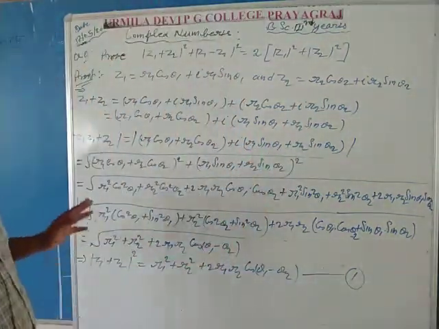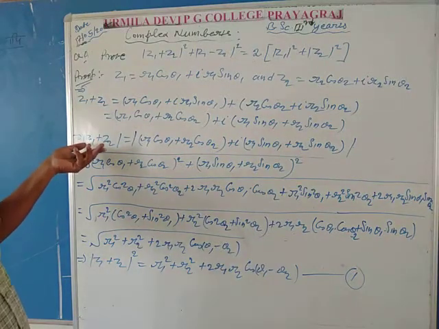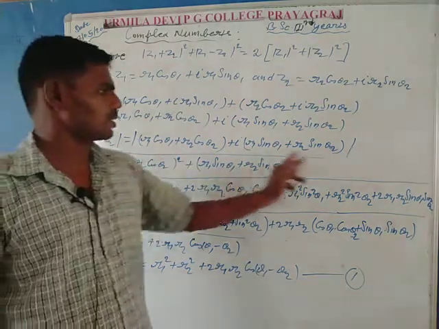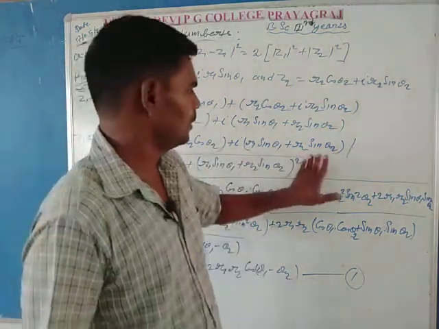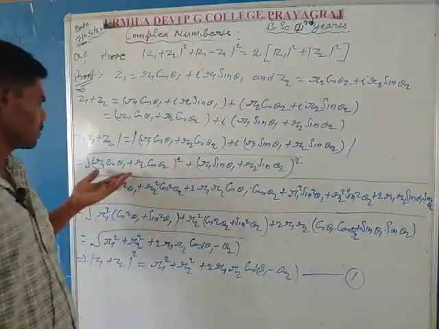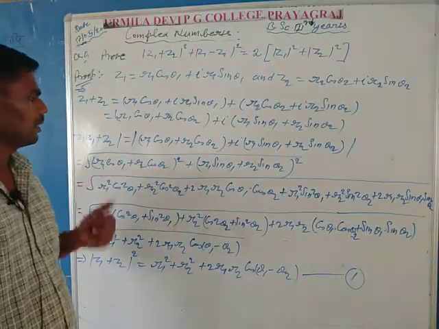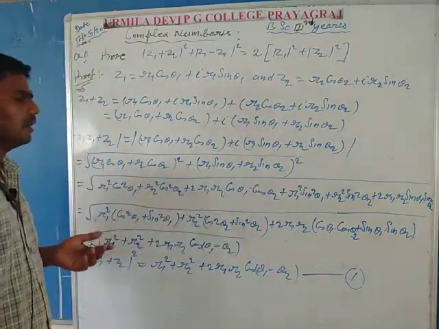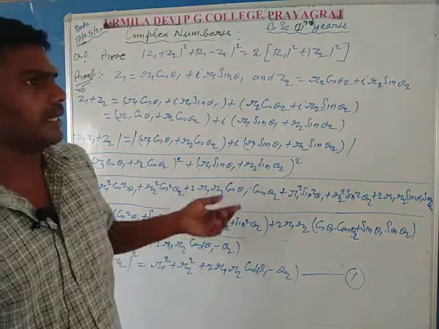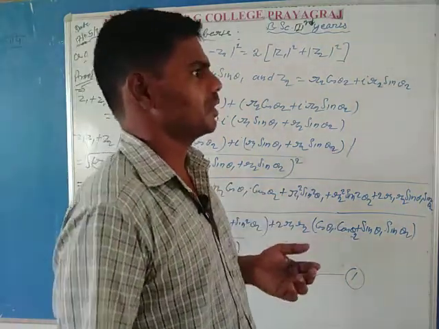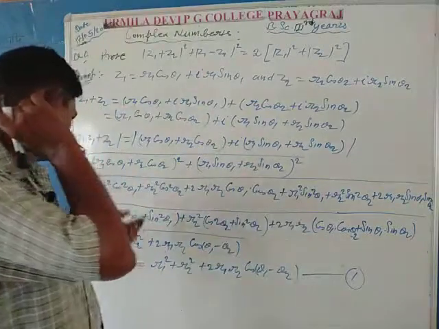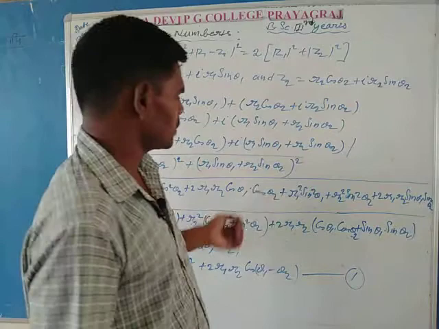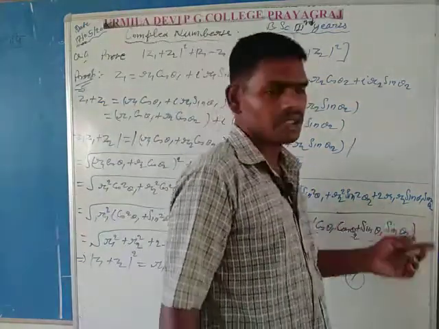After that, taking modulus on both sides, on the left-hand side write Z1 plus Z2 in mod form and on the right-hand side take the modulus according to the modulus rule: the square root of the whole square of the real value plus the whole square of the imaginary value. So this expansion by the formula a plus b whole square, and this expansion by the formula a plus b whole square, is equal to first square plus second square plus 2 times first and second, plus first square plus second square plus 2 times first and second.